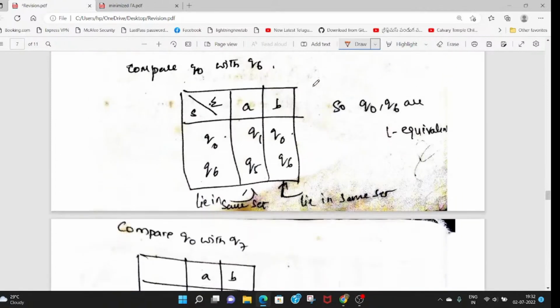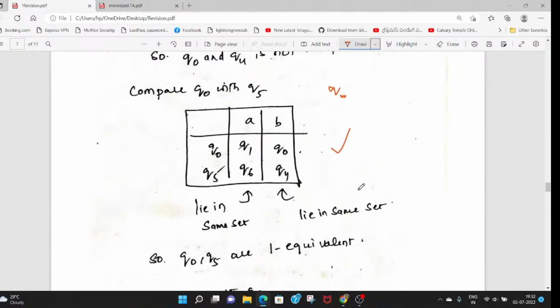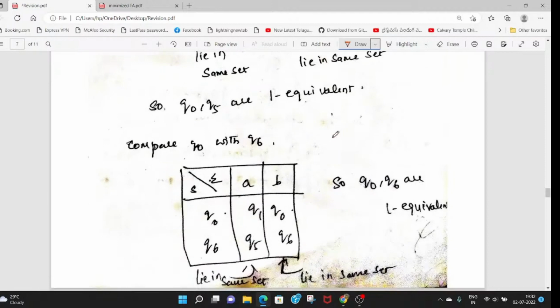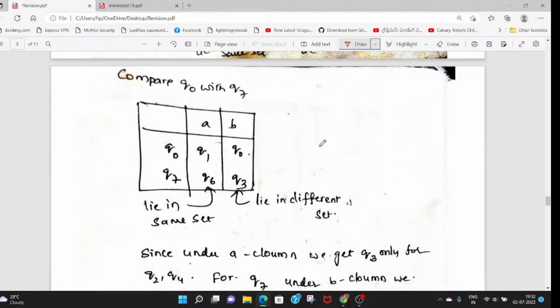And then Q0 with Q6, I am finding Q1, Q5 will be in the same set, and Q0, Q6 will also be in the same set. So now we are including this Q6 also with Q0 in the next level. And then next, Q0 with Q7. I'm getting Q0, Q6 and Q0, Q3. Q0, Q6 will be in the same set, but Q0, Q3 are in two different sets because Q0 will be in a non-final set and Q3 will be in a final set.